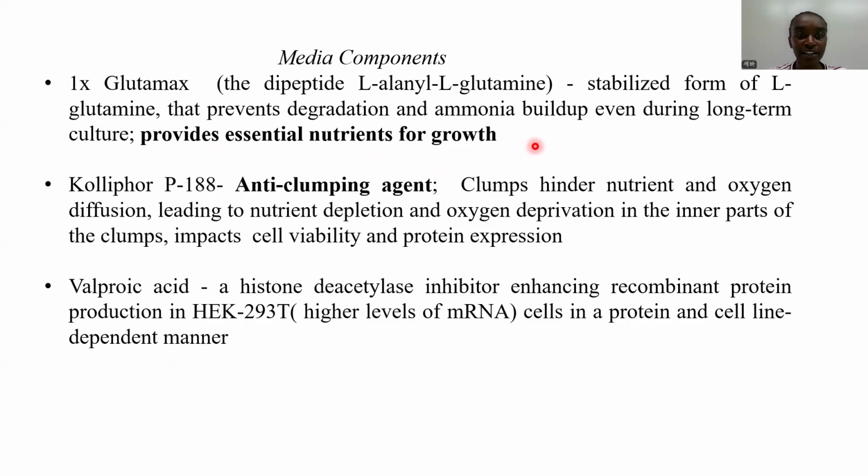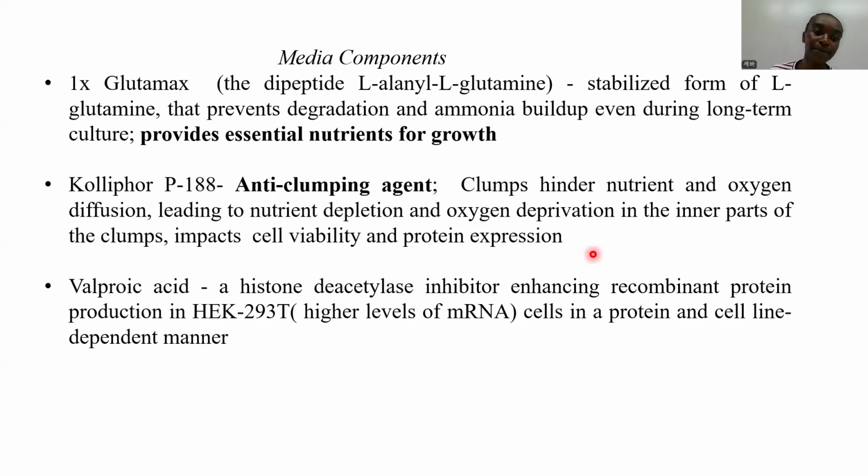And another component that is vital is the Kolliphor P188. Usually when cells clump, maybe from aggregates or foreign DNA that is produced during cell lysis, the clumps that form can hinder nutrient and oxygen diffusion, and this means that there's depletion of nutrients and oxygen, meaning that the cell viability is not at its optimum and the protein expression is repressed.